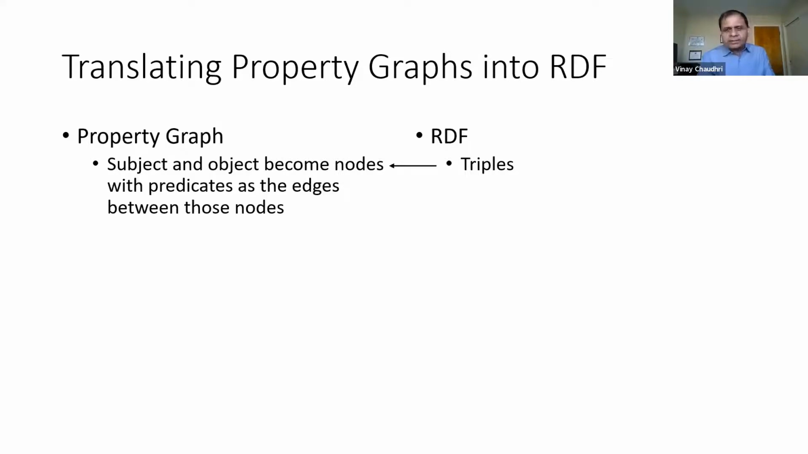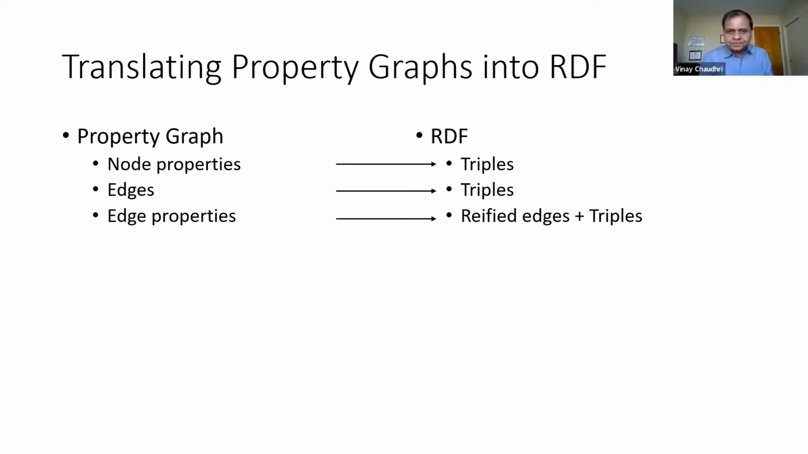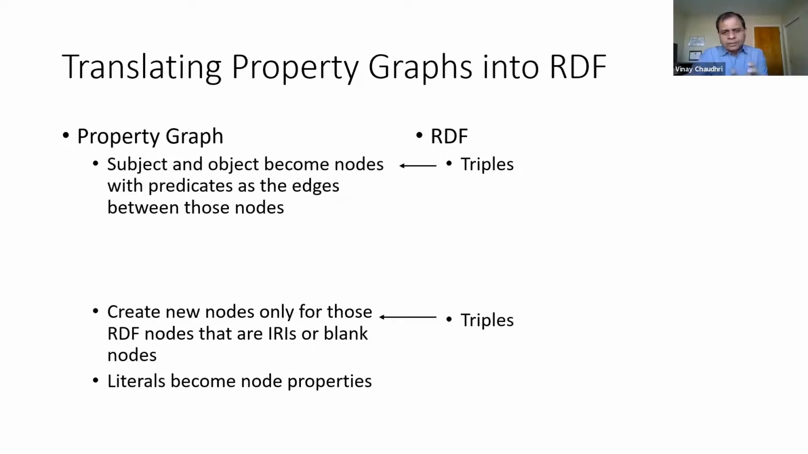And that is true. It also turns out that it's not that difficult to do better than this very simple translation. When you are turning those triples into nodes and edges in the property graph model, you create new nodes only for those RDF nodes that are IRIs or blank nodes. For anything which is a literal, you don't create a new node. You simply turn that into a node property, which is a little bit more faithful to the way the property graph data model is designed. So you will get slightly fewer nodes because literals no longer become nodes. Literals will become node properties.